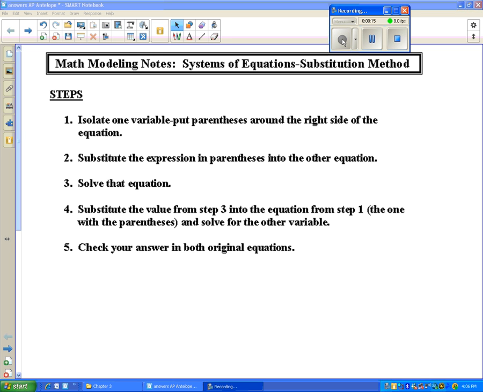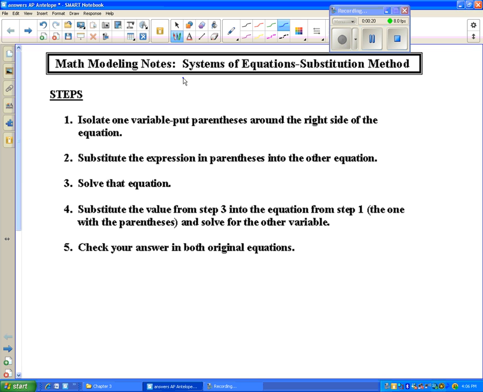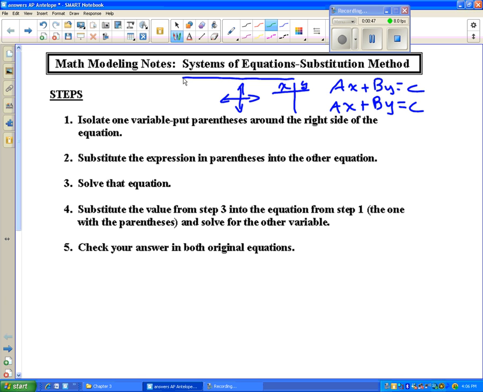We've been working on systems of equations, and now we're going to do our fourth way of solving systems of equations. We've done graphs, we've done tables, we've even done linear combination. Now we're going to do our fourth method, substitution.